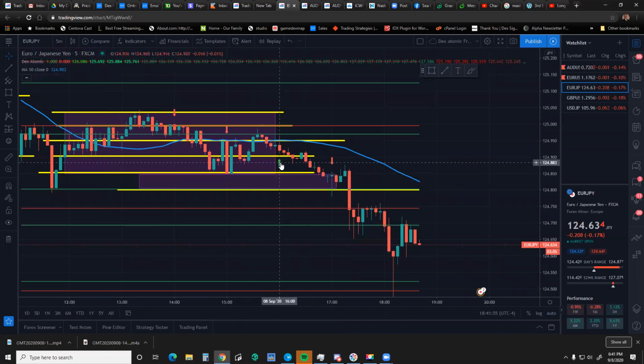Now, in this particular case, you wouldn't have known that this would have traveled down if I would have taken this particular trade at this level. I think I would have lost. Let me see. 124.84. This is the Euro JPY. What time was that? 1600.